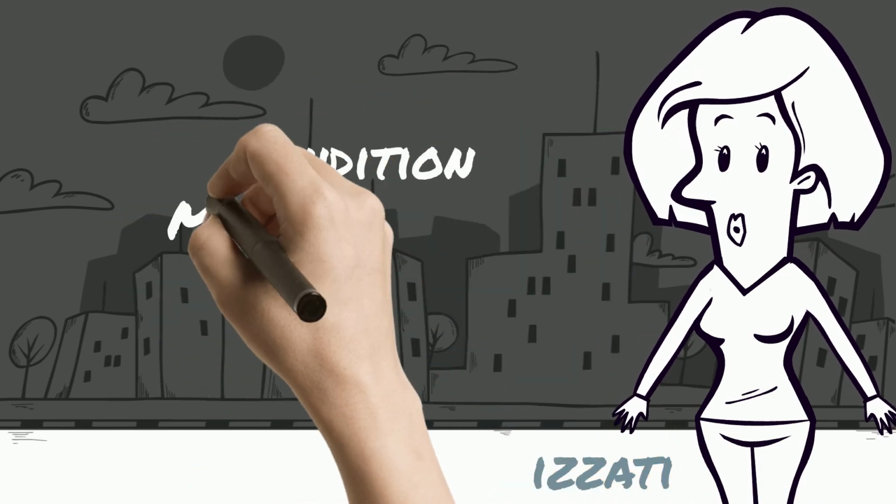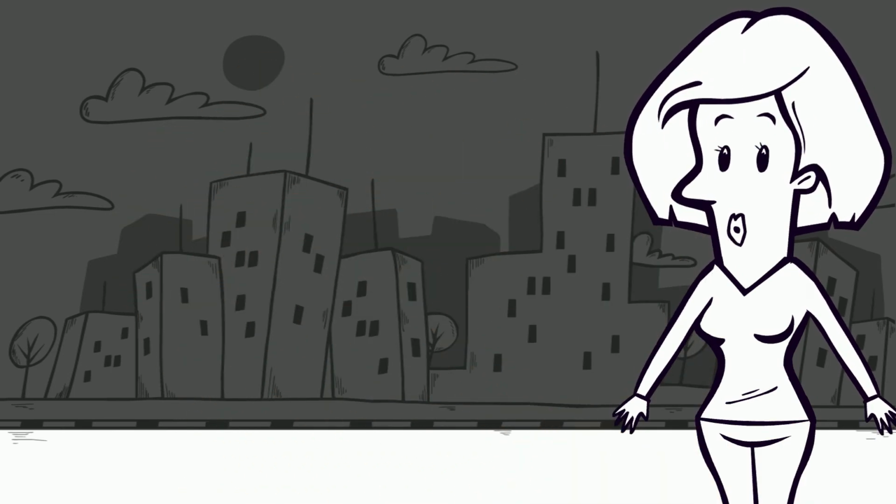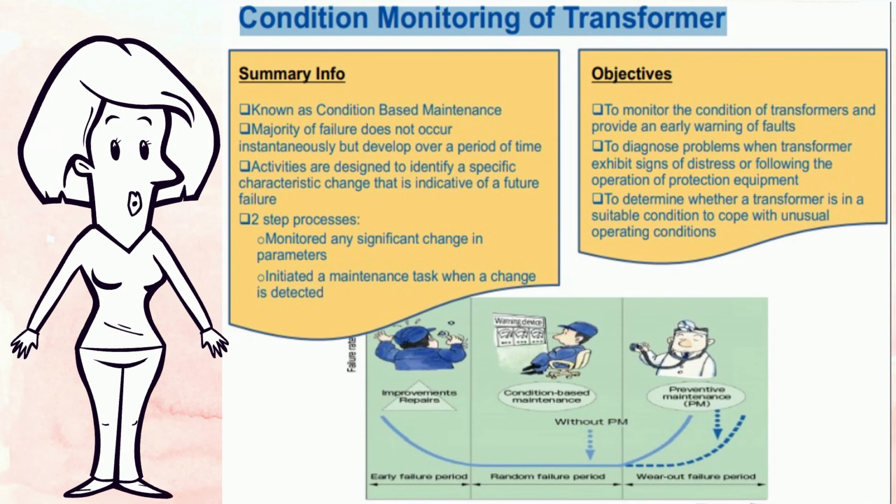Condition monitoring of transformers, known as condition-based maintenance. The majority of failures do not occur instantaneously but develop over a period of time. Activities are designed to identify a specific characteristic change that is indicative of a future failure.